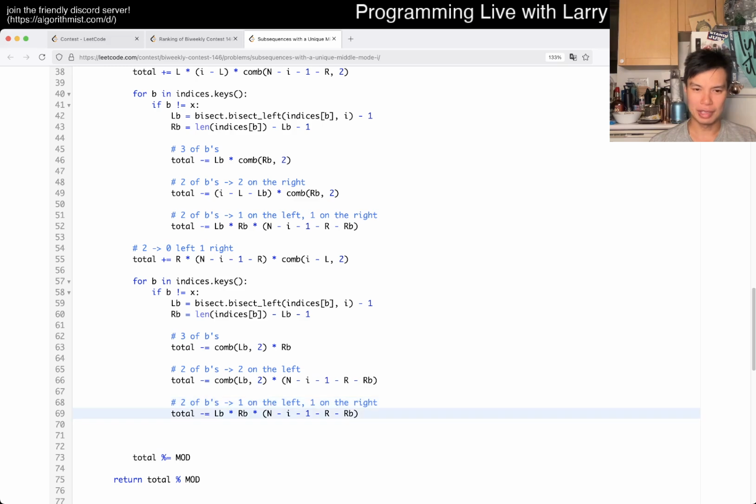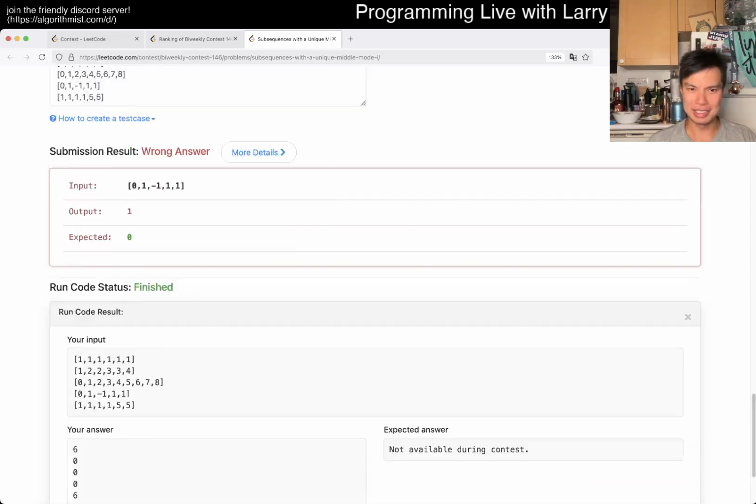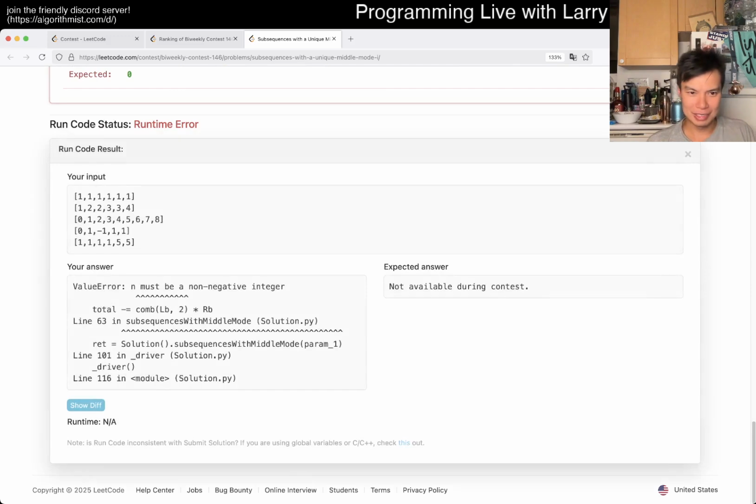1 on the left, 1 on the right. I guess this shouldn't change. Does that double count? No, I don't think so. Okay, I don't know if this is right. Let's run it real quick.